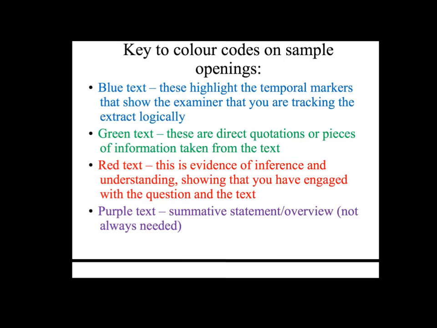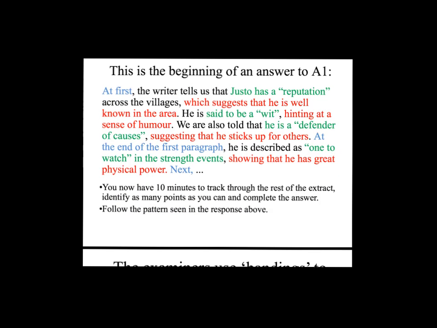Remember that first part of the bullet point, and that shows that you've engaged with the question and the text. And the purple text is giving this summative statement or the overview, but you should note that that's not always needed. Okay, so let's have a look at an example. At first, the writer tells us that Justo has a reputation. Note that this particular student has started with at first, so they're picking up on this change within the comprehension.